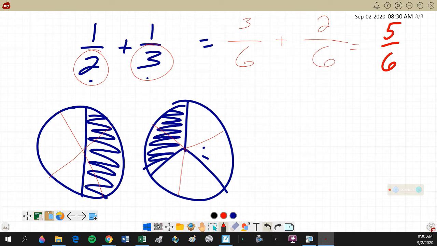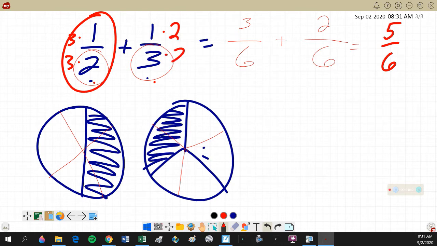Does that make sense? So, how do we do that numerically? Because we don't want to draw a picture every time we need to add fractions. So, I look at the 2 and the 3. What do they both go into? 6. So, what do I need to do to this so that the denominator is a 6? Multiply by 3. Now, if I times the bottom by 3, I have to times the top by 3. And then I get 3/6. And on the other side, I need a 2 and a 2. Does that make sense? Okay.